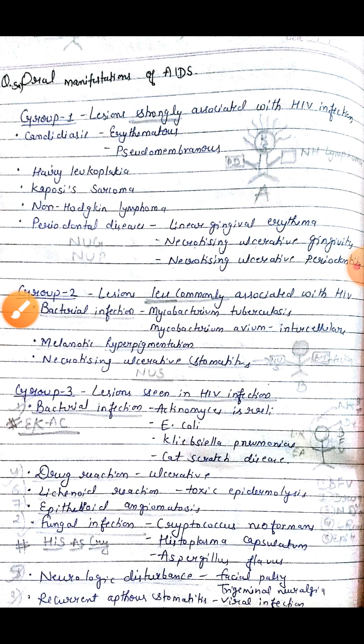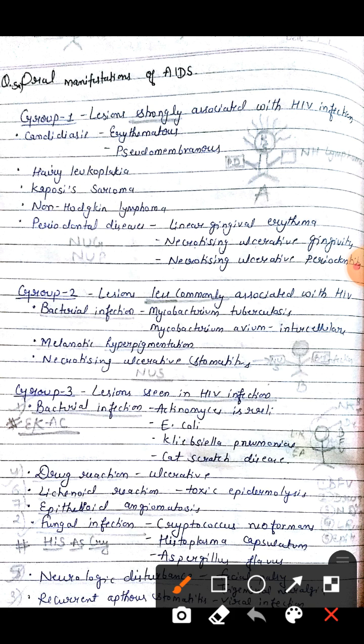Now moving on to the group 2 lesions. Group 2 basically has lesions which are less commonly associated with HIV. In this also we'll be talking about the 3 main lesions. The first is bacterial infection, the second is melanotic hyperpigmentation, and the third is necrotizing ulcerative stomatitis. For this also I'll tell you a mnemonic.